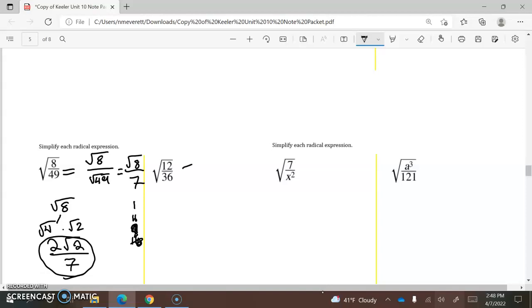12 and 36, break this one apart. Square root of 12 over square root of 36. Square root of 36 is already 6. I'm going to break down the square root of 12. 1, 4, 9, and stop there.